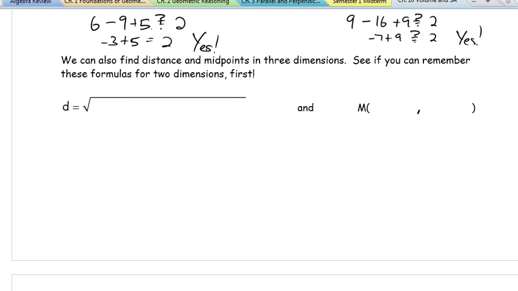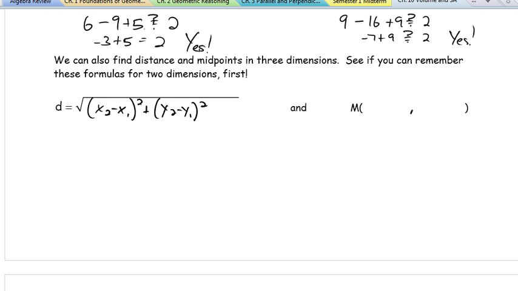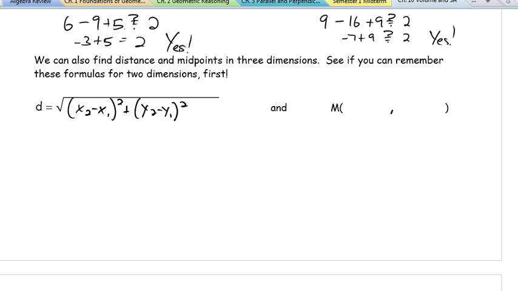Alright, distance in 3 dimensions. Let's first remember, if we can remember, distance in 2 dimensions and midpoint in 2 dimensions. So the distance formula, hopefully you remember: the square root of (x2 minus x1) squared plus (y2 minus y1) squared. It doesn't matter if you flip your x's and your y's, I just do the x's first because that's what comes first.